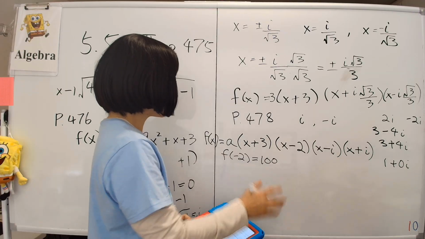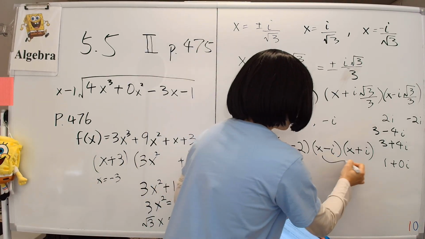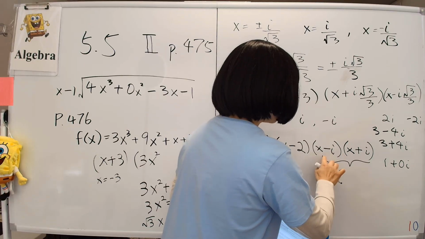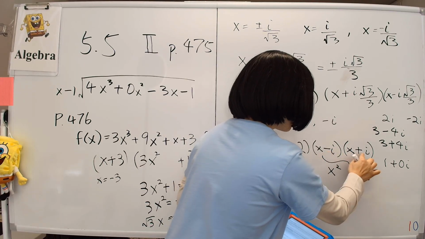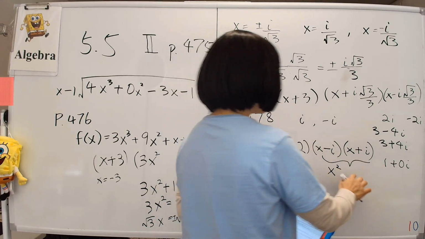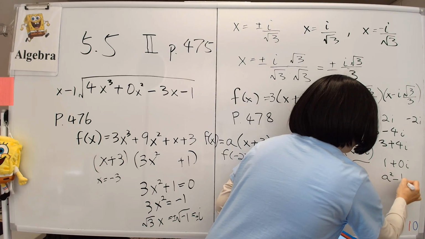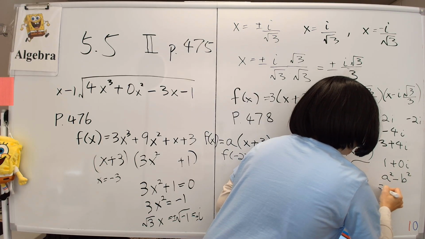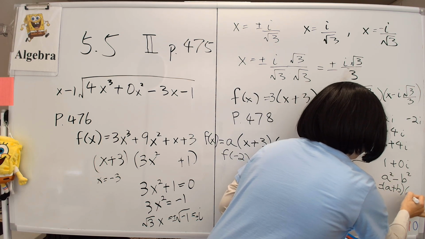Then we're going to plug -2 in, but first we'll multiply this thing out. This is the same as x squared. Let's multiply this: x minus i times x plus i. This is a minus plus situation, so we will apply the difference of squares formula, which equals a plus b times a minus b.